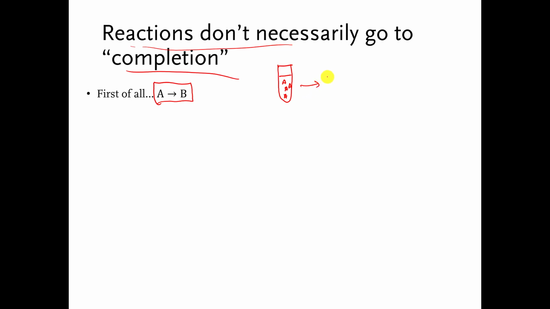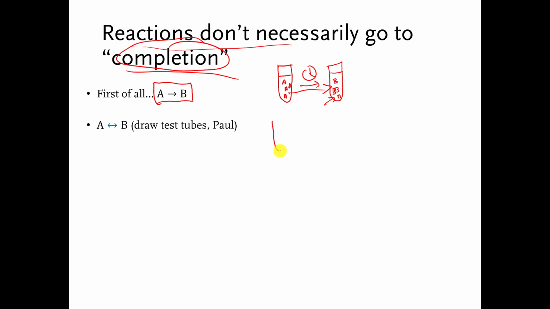If you're a beginning chemistry student, most times you feel like if you wait around long enough, I'm going to draw a clock here. There's my clock. If you wait around a long enough amount of time, all of the A's will turn into B's. And if that was the case, then you would say the reaction goes to completion. But most reactions don't necessarily go to completion. In other words, if you waited around long enough, not all of the A's would turn into B's. So let me show you an example of that.